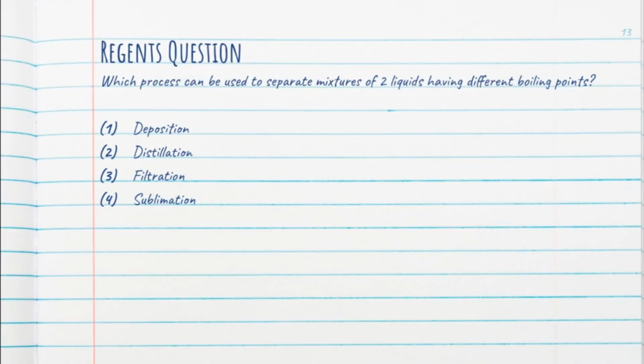Which process can be used to separate mixtures of two liquids having different boiling points? So if you remember, I recently said that distillation is what separates mixtures based on their boiling point, so the answer is choice 2.